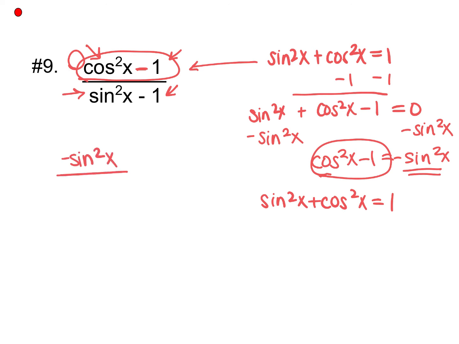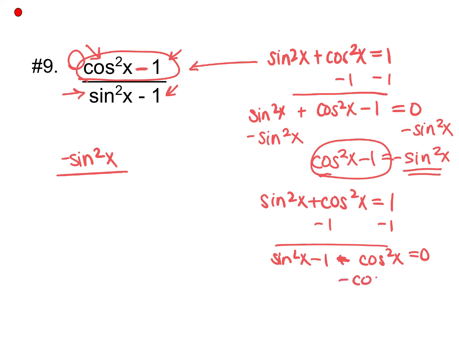Doing the same with the bottom, and if you didn't get the top one right, you should pause the video and do the bottom to make sure you know how to do it. The sine is positive, I don't touch that. My 1 is negative, so I do move that. So I have sine squared of x minus 1, plus cosine squared of x, and that's equal to 0.